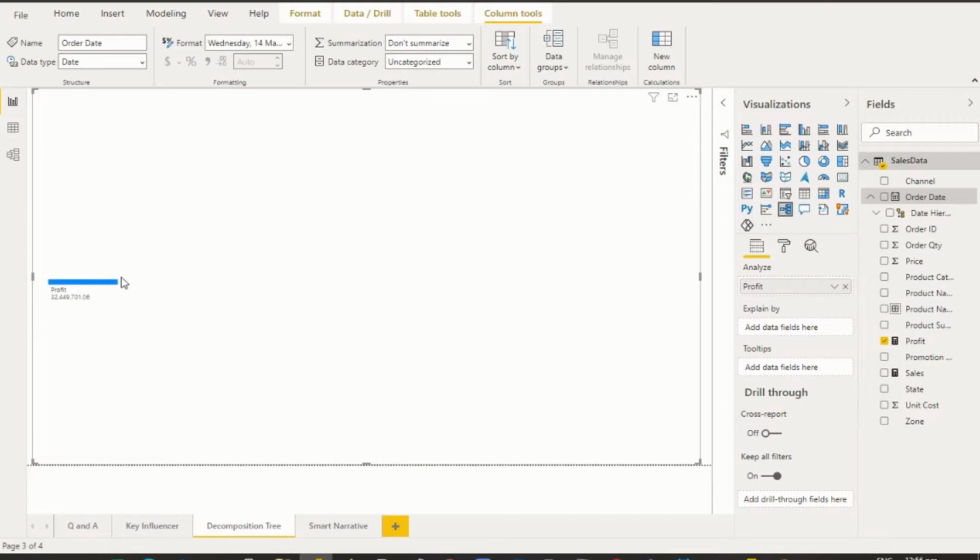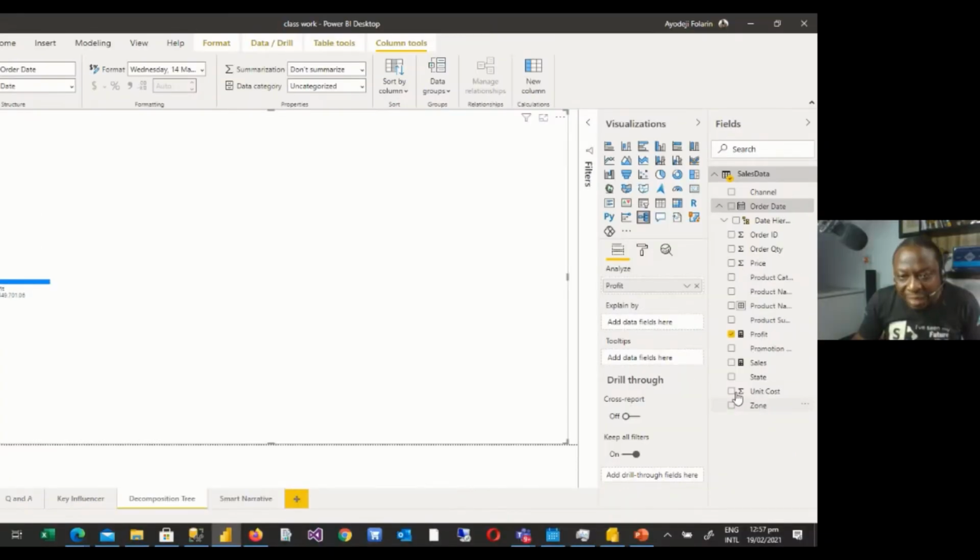Already something is showing up here. I hope you can see this screen. Okay, it's a little bit small. So it's telling me that profit will be analyzed. Whenever you want to analyze my profit, can you do me a favor? Can you explain that profit? There's another box here called Explain by. Can you help me explain this profit by what is happening in my zone?